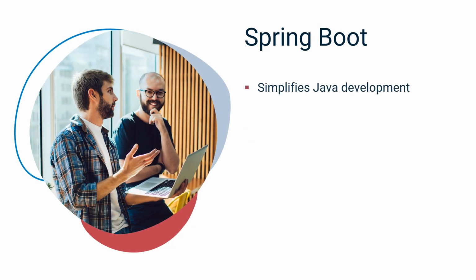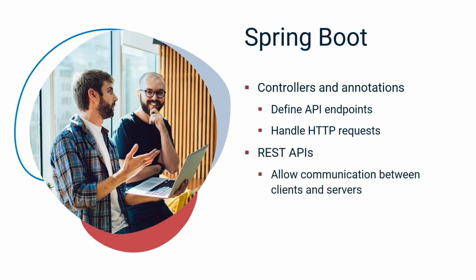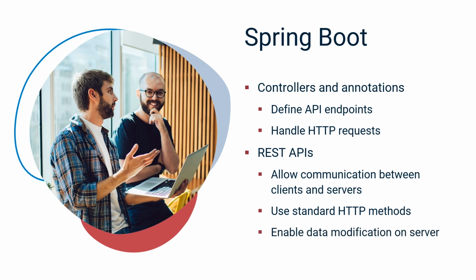Spring Boot simplifies Java development with auto-configuration, embedded servers, and minimal setup. Controllers and annotations define API endpoints and handle HTTP requests efficiently. REST APIs allow communication between clients and servers using standard HTTP methods. They enable clients, such as web or mobile apps, to request or modify data on a server.